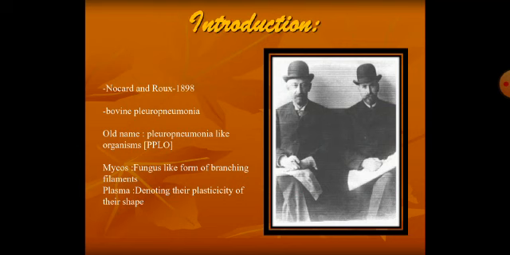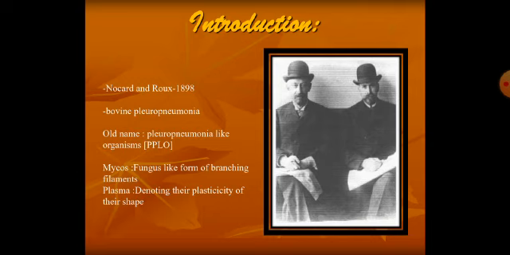A little bit on the introduction to mycoplasmas. It was these men, Nocard and Roux, who first identified this organism from cases of bovine pneumonia. Bovine meaning cattle. So this organism was first isolated from the sample of the infected cattle, and they gave the name pleuropneumonia like organism, which in short is referred to as PPLO.